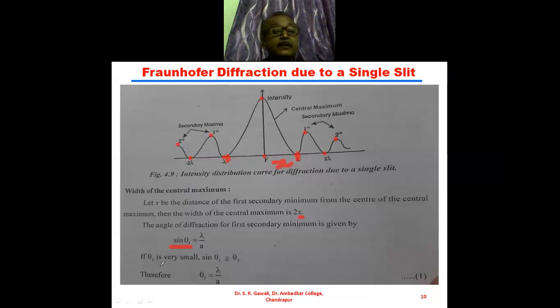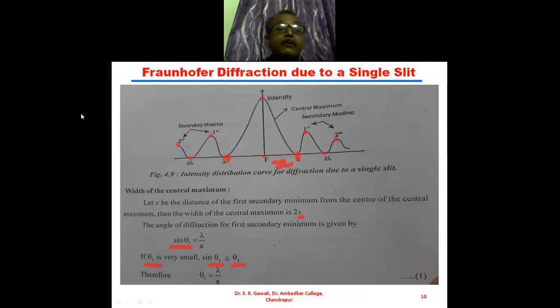Angle theta 1 is very small, and therefore sin theta 1 we can write as theta 1, and therefore theta 1 is equal to lambda by a. Theta 1 is equal to lambda by a. This is our equation number 1.